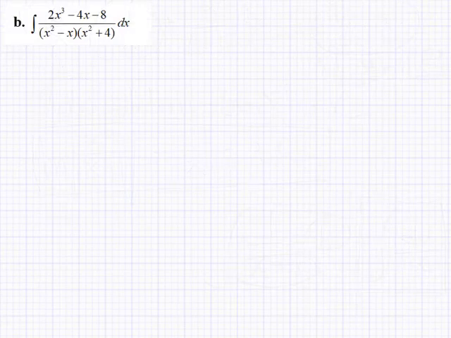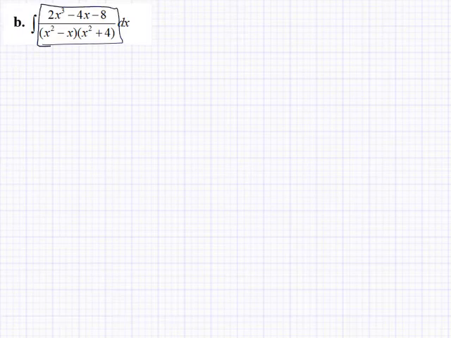Here's another one. Again, don't look to do partial fraction decomposition right away. What I'm going to do is look to say, is there anything else I could do here? Right? And there isn't. There's nothing here. There's no substitution that'll work. This rational function is just kind of a mess.